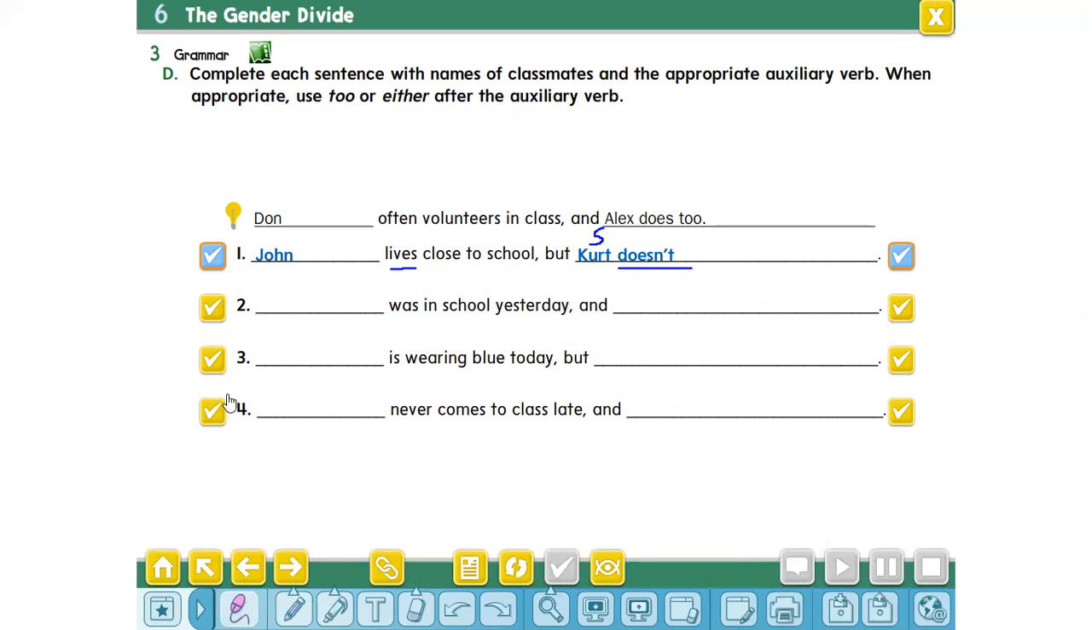Number 2, Louis was in school yesterday and George wasn't. Number 3, John is wearing blue today, but Mike isn't. Number 4, Natalie never comes to class late, and Malini doesn't either. We use either here because it's a negative sentence.